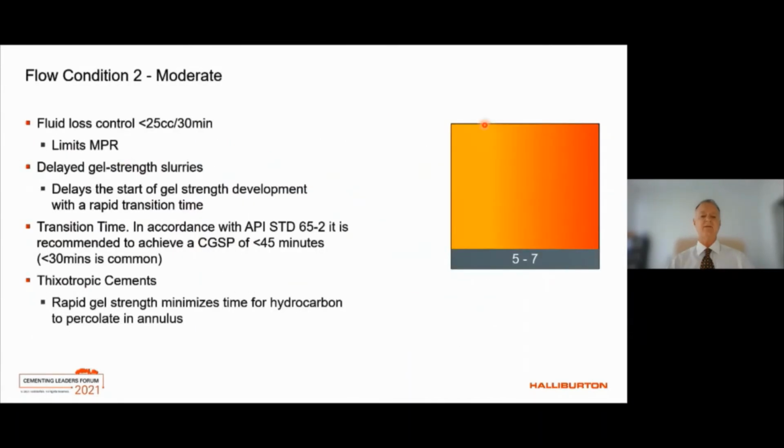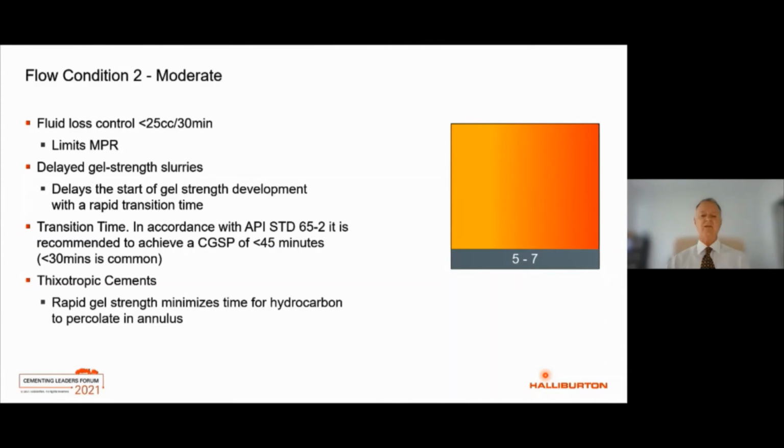Now let's consider the second category of flow potential factor, or moderate. For this category, we need to design the slurry to have an even tighter fluid loss control, less than 25 cc's in 30 minutes. This reduction in fluid loss further limits the maximum pressure reduction due to filtrate loss and in turn lowers the flow potential factor.